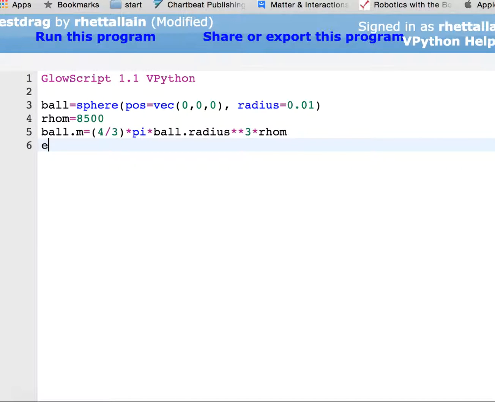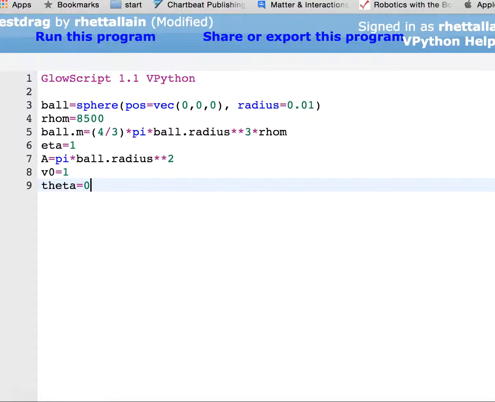Okay. Now this is the eta. Eta is part of the viscosity. I'm just going to call it 1. And I need to calculate the cross-sectional area of the sphere. That's going to be pi times the radius squared. And I need an initial velocity, and I need an initial angle, which I'm just putting in here for later.